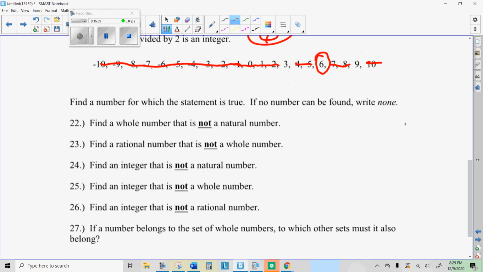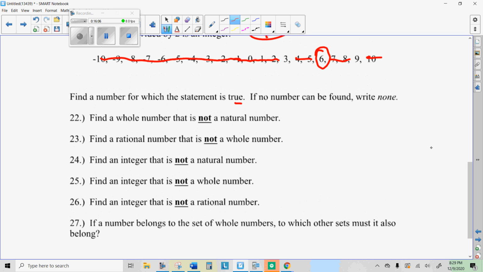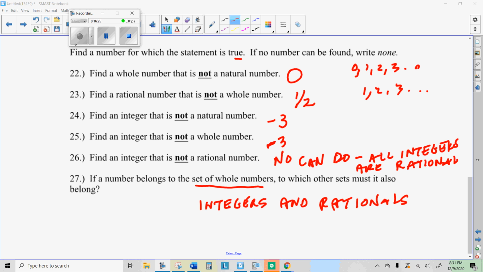Okay, so in this set, we're going to find a number for which the statement is true. If no number can be found, we're just going to write none. So find a whole number that is not a natural number. I'll do that one with you. Remember, whole numbers start at 0 and go up by 1. Natural numbers start at 1 and go up by 1. So the only one is 0. Go ahead and try and figure out the rest of them.